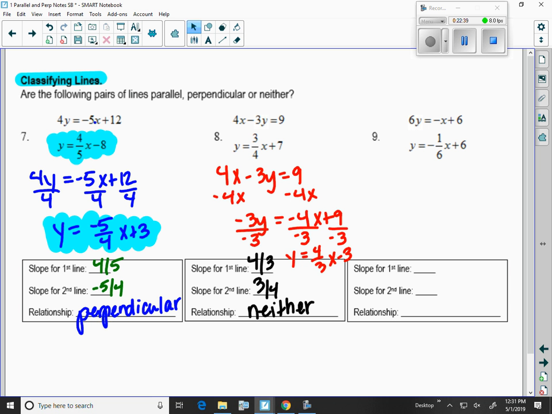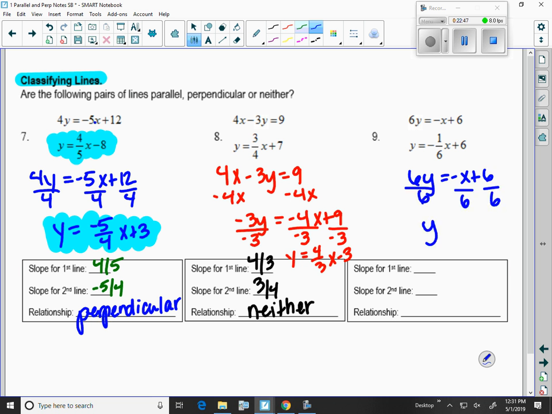Okay, number 9, you're going to have to rewrite that top one. Okay, number 9, what's the verdict on number 9? Parallel. Okay, you should get the same slopes for those.